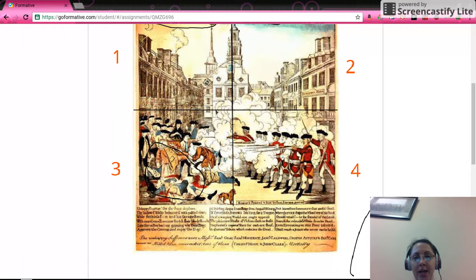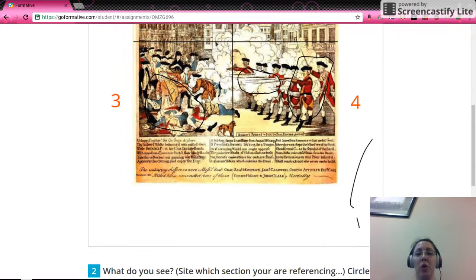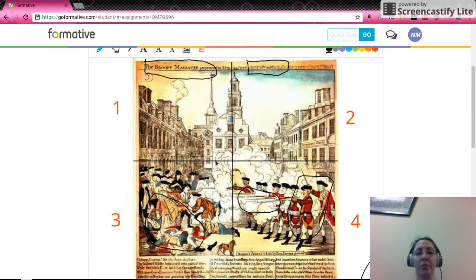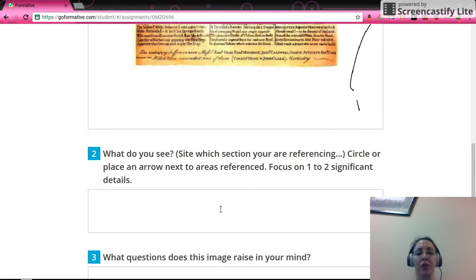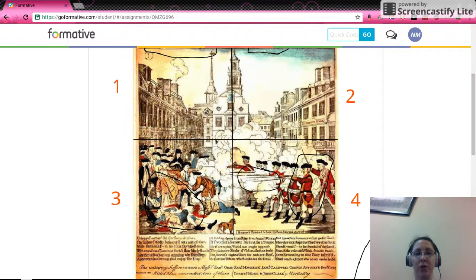Quadrant 4, on the other hand, there are weapons. There are guns here, and this smoke signifies that they're firing. I also see a group of men in red coats, and since we know that the British wore red coats, I'm going to safely assume that these are British soldiers. So after you identify what's important in each quadrant, you would record your answers here for section 2. For the sake of time, we are not going to do that here.